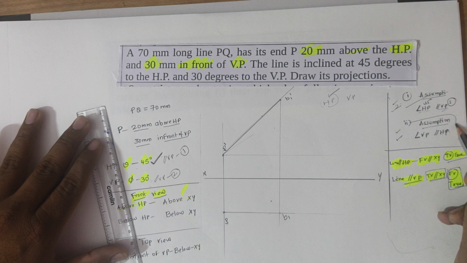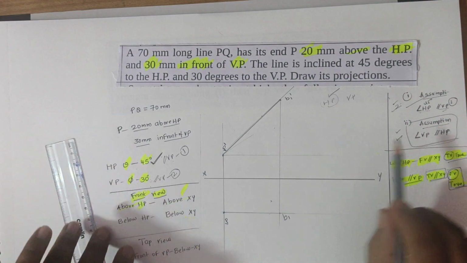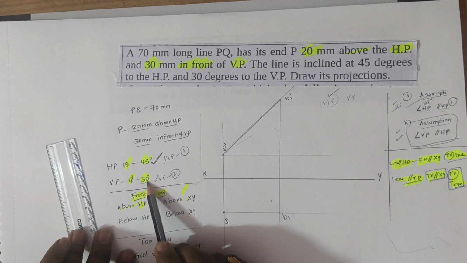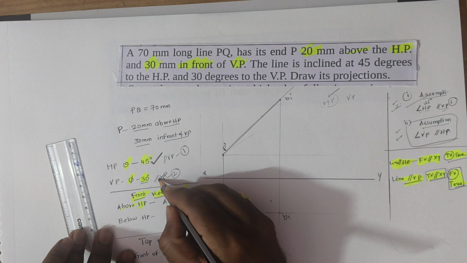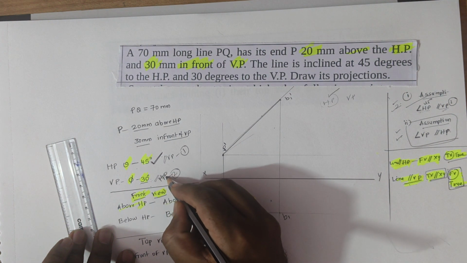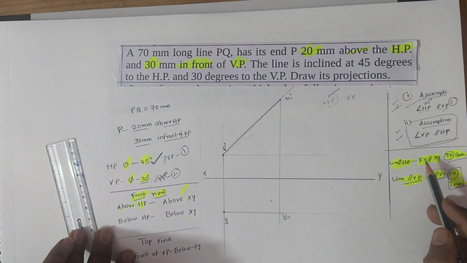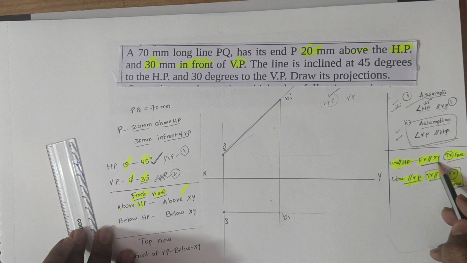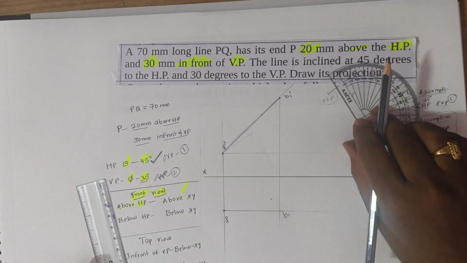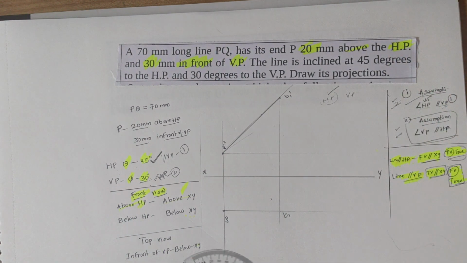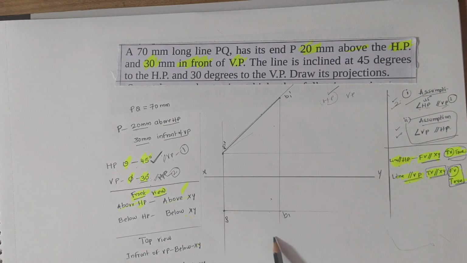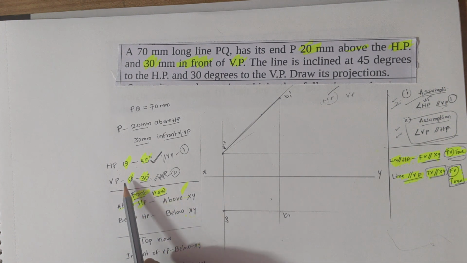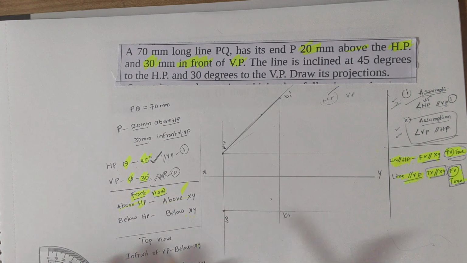Now look at the second assumption. What is the second assumption? The line is inclined to VP by 30 degree but parallel to HP. When the line is parallel to HP, front view is parallel to XY but top view is going to be true length. So for the second assumption, I am going to start with the top view. What are the top view conditions? To draw the top view, I should know the vertical plane inclination, 30 degrees with the vertical plane.